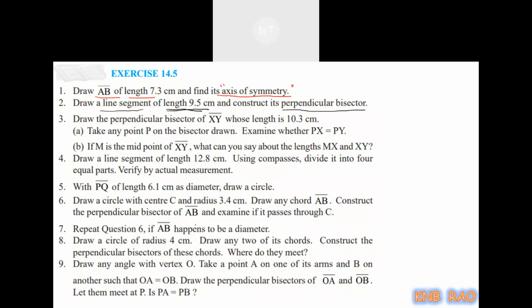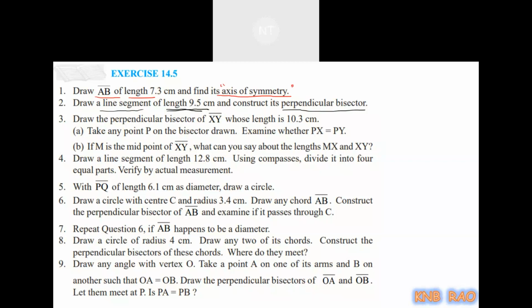Sir, I have a doubt. Tell me. Sir, in the first question, we have to write the length of the axis of symmetry, sir? No, you need not measure the length of CD. Sir, then how can we tell the axis of symmetry, by representing or writing the length?